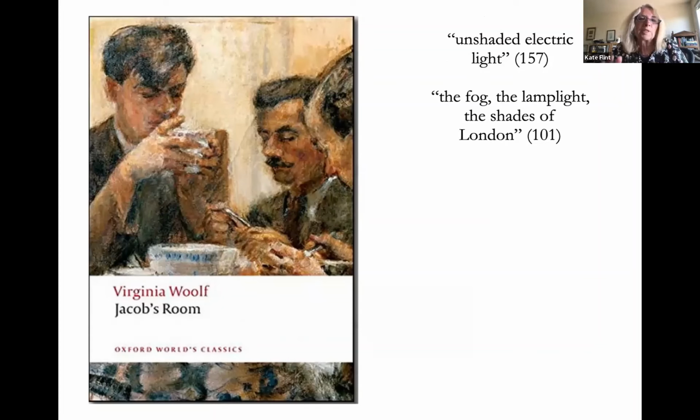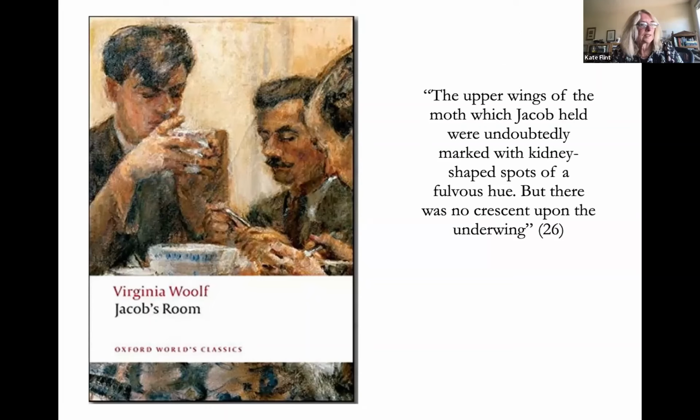There was considerable speculation about filmic influence, noting the novel's constant, consistent stress on ephemerality and visual elusiveness, its procession of shadows. And we looked at effects of lighting, sunshine reflecting off greenhouses, the unshaded electric light of Bramham's studio, the fog, the lamplight, the shades of London. And we considered the visual means through which absence, emptiness, and trauma are brought home.